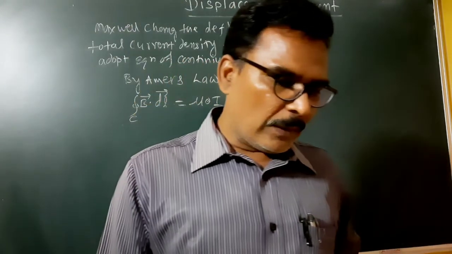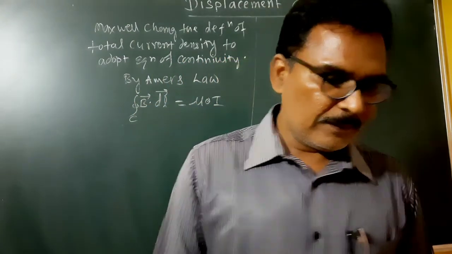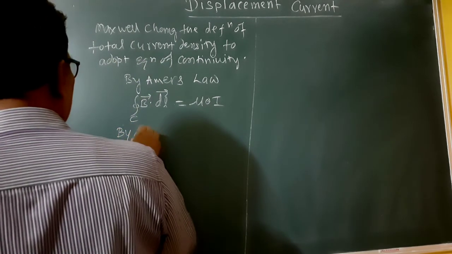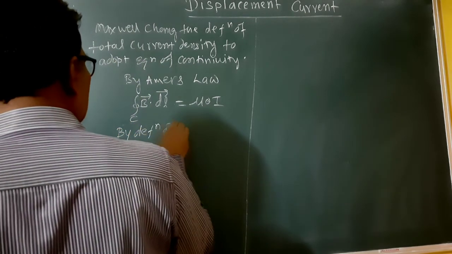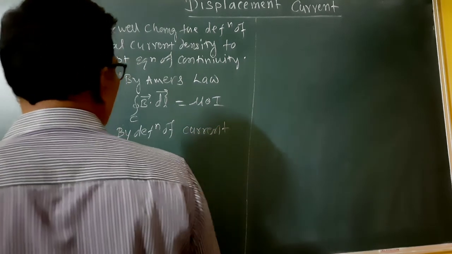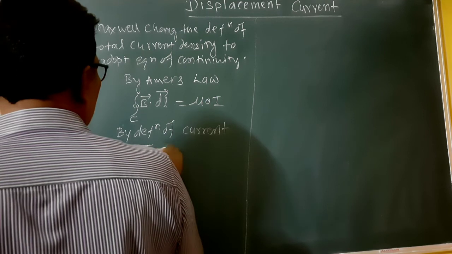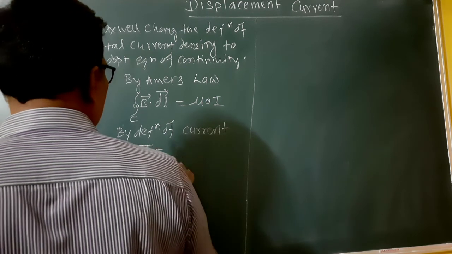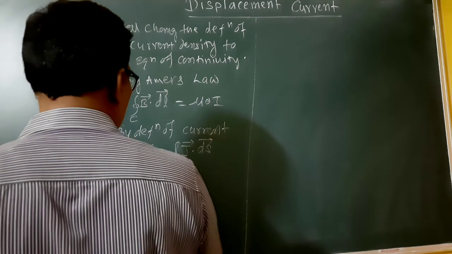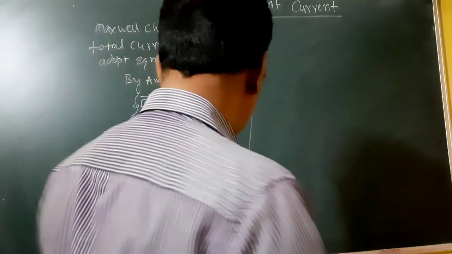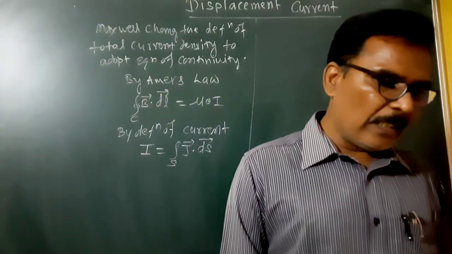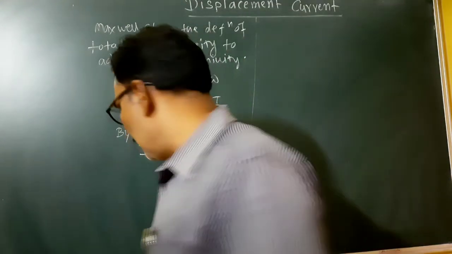Now we have to consider the definition of current. Current is nothing but the rate of flow of charge, and total current can be written as the surface integration of J bar dot ds bar. That is, I is equal to the surface integration of J bar dot ds bar. This is the definition of current. Then we have to write the equation.